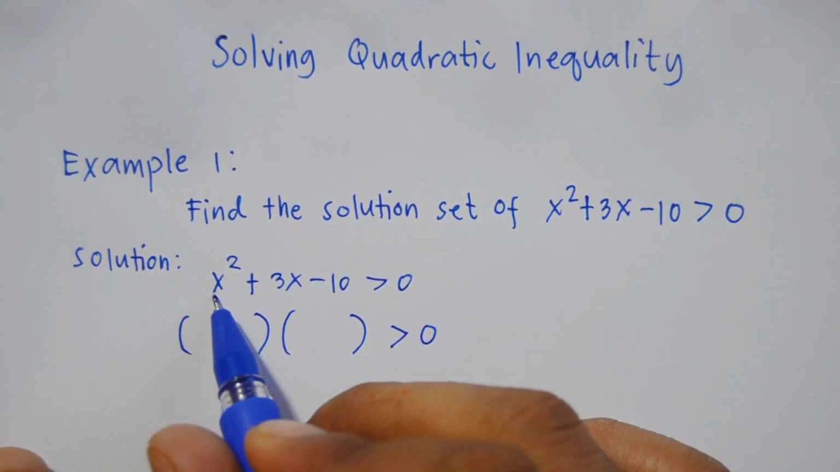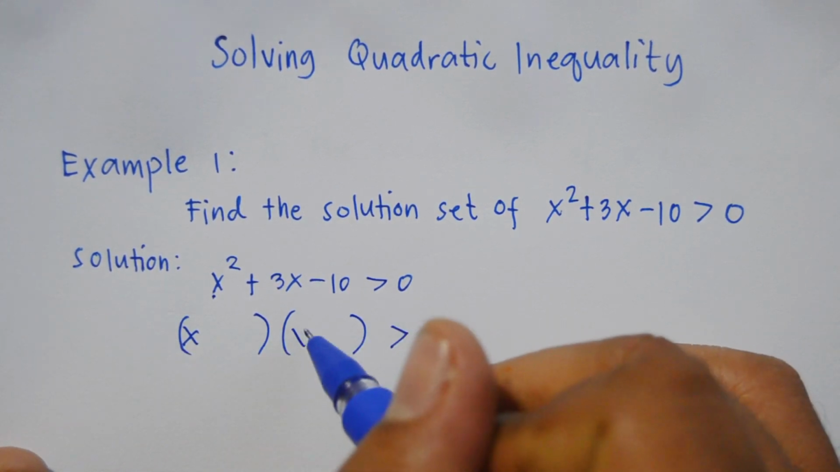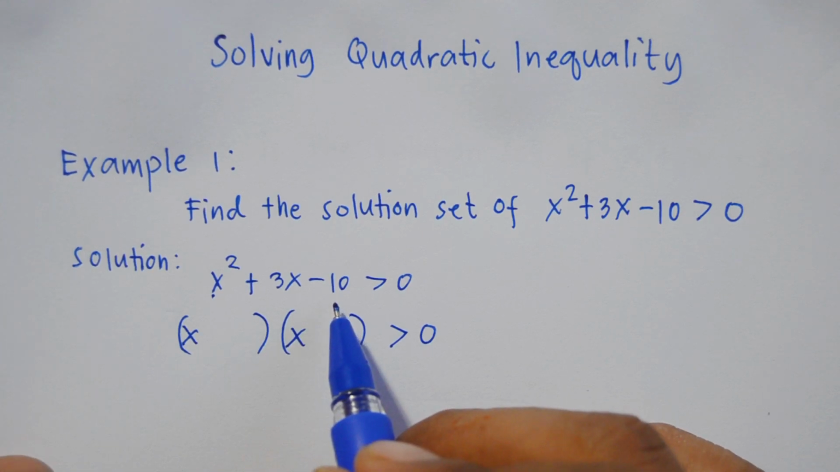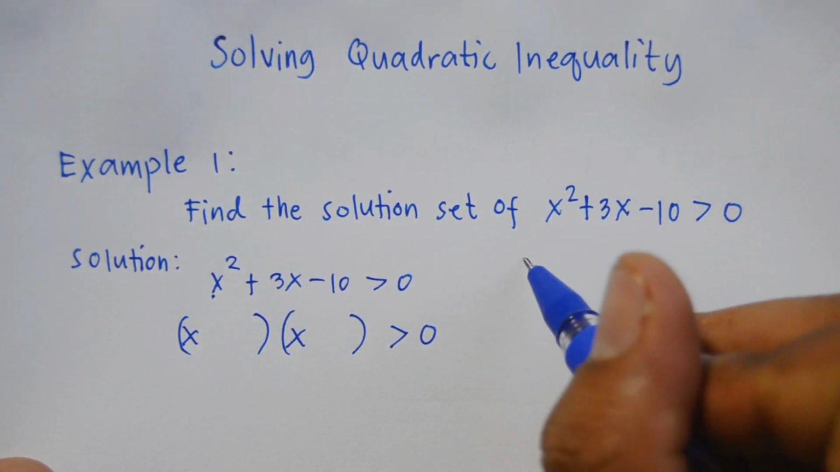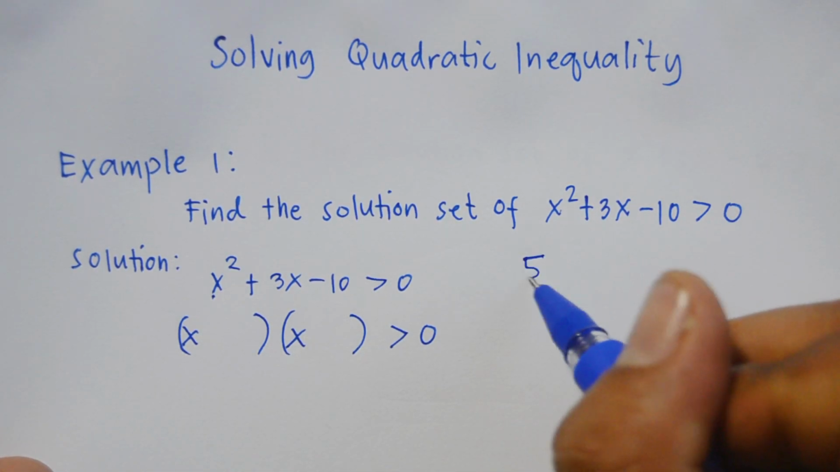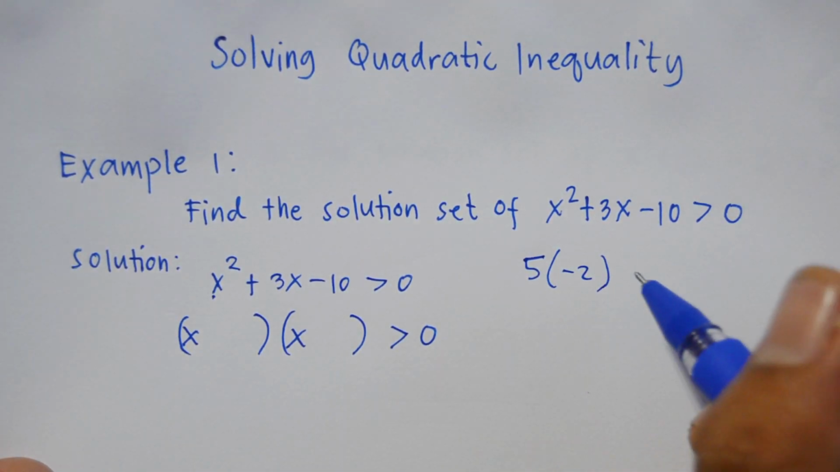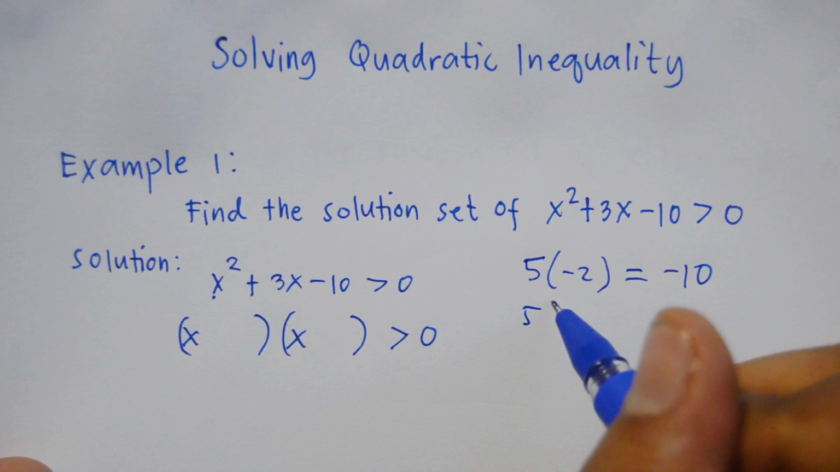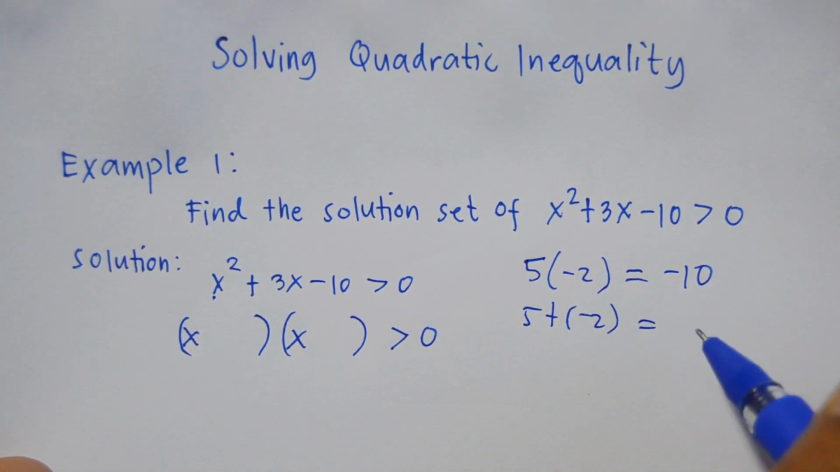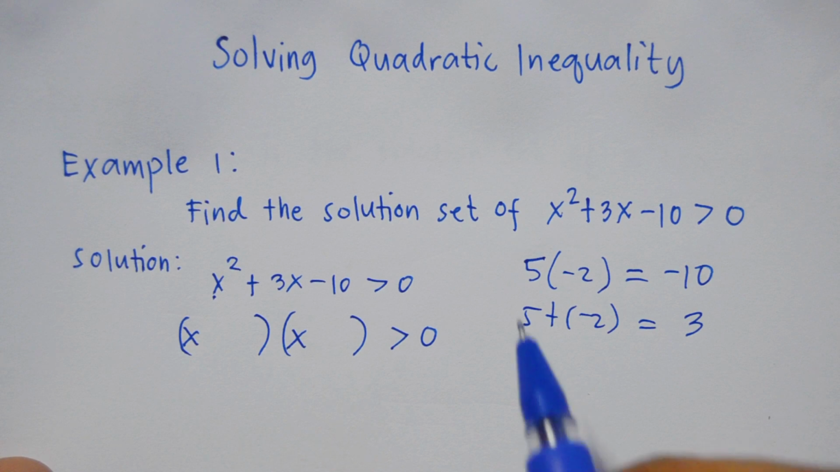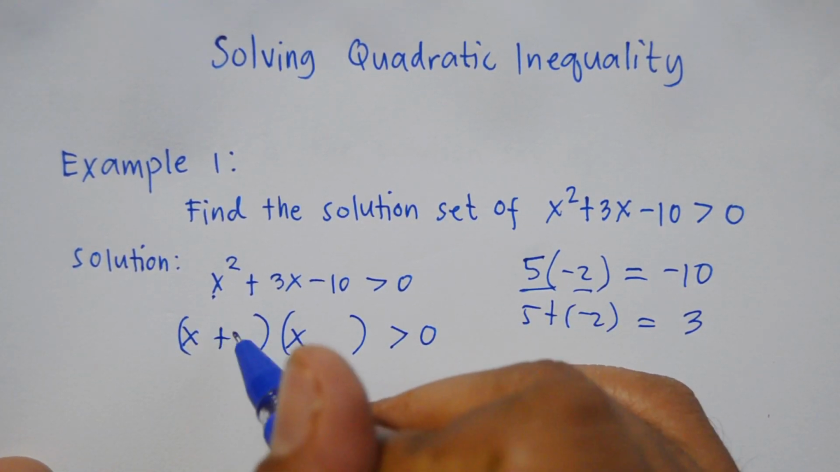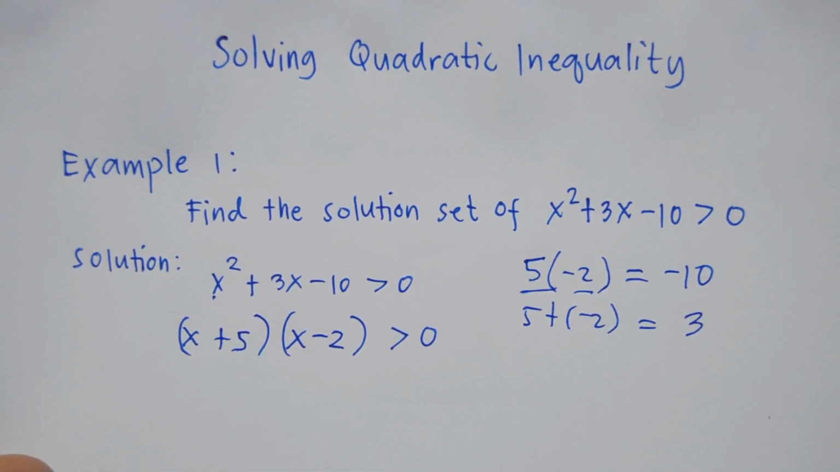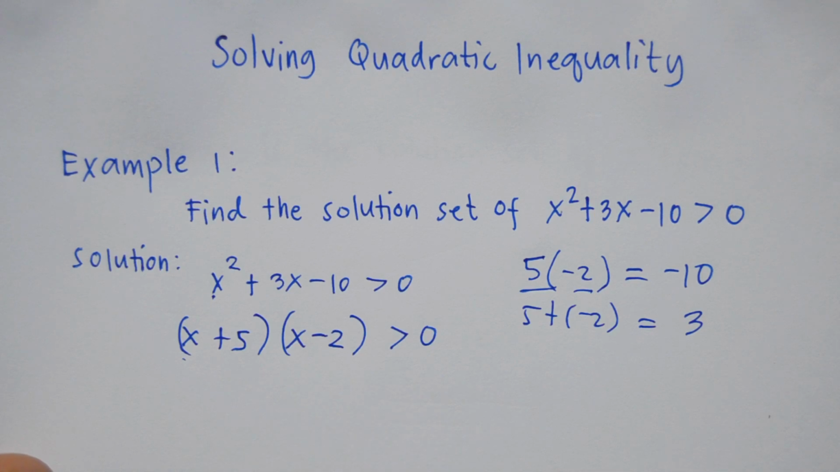Okay, since a is 1, we factor out x squared, so we have x times x. Factors of negative 10 in which the sum is positive 3. So this is positive 5 and negative 2. If you multiply, that's negative 10. If we add 5 and negative 2, the result is positive 3. Okay, so those are our factors, 5 and negative 2, and they are correct.